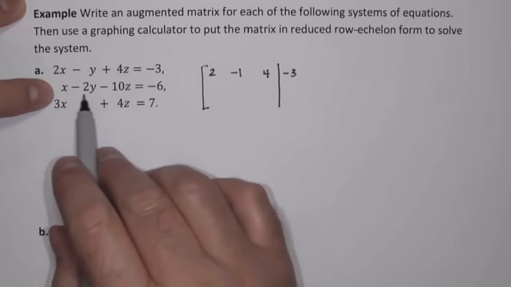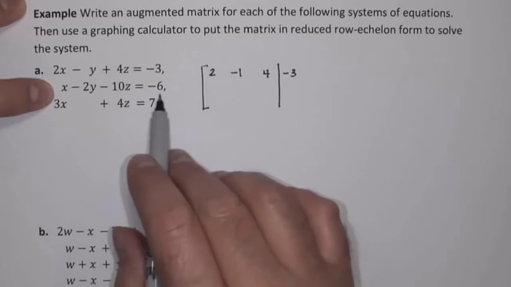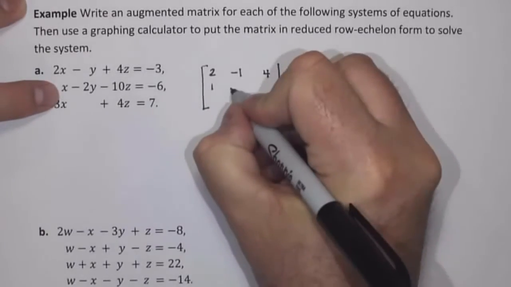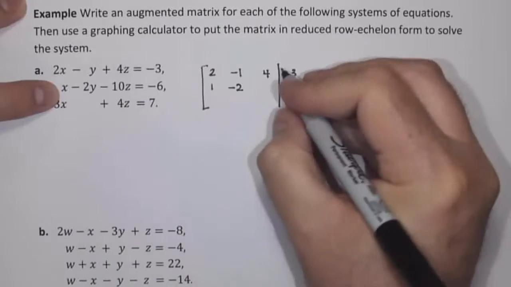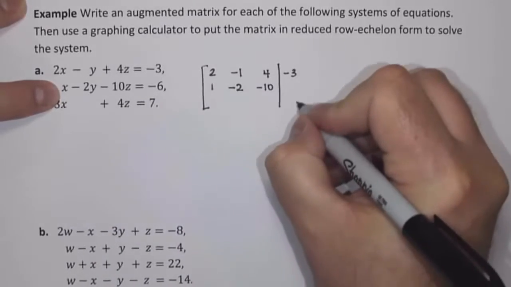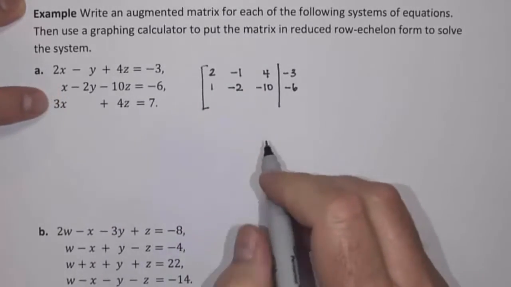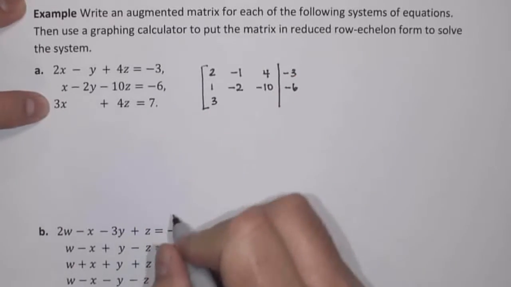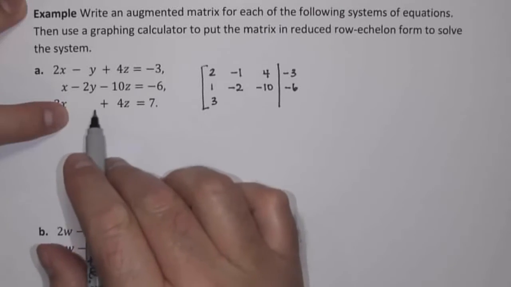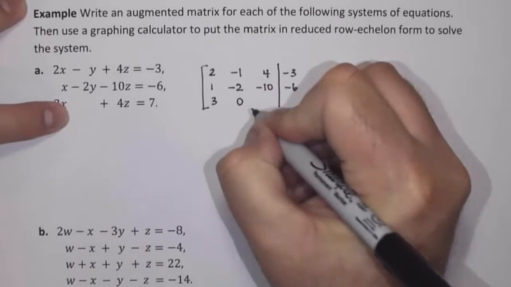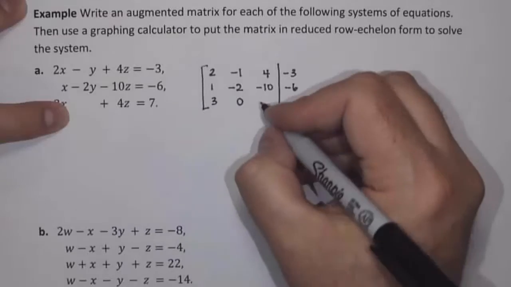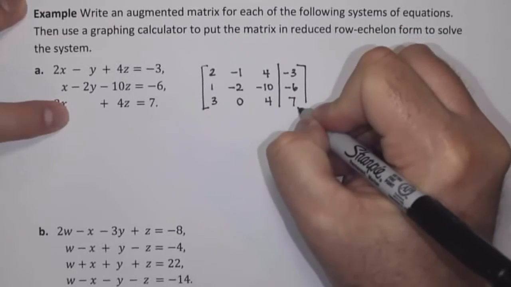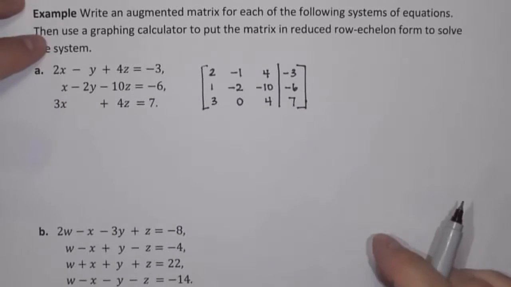For the second row, we're going to use the coefficients and constant from the second equation. So the coefficient for x is 1, for y is negative 2, and for z is negative 10, and our constant's negative 6. For our third equation, the coefficient for x is 3. Since there is no y term in this equation, the coefficient is 0 for y, 4 for z, and our constant is 7. So this is our augmented matrix.